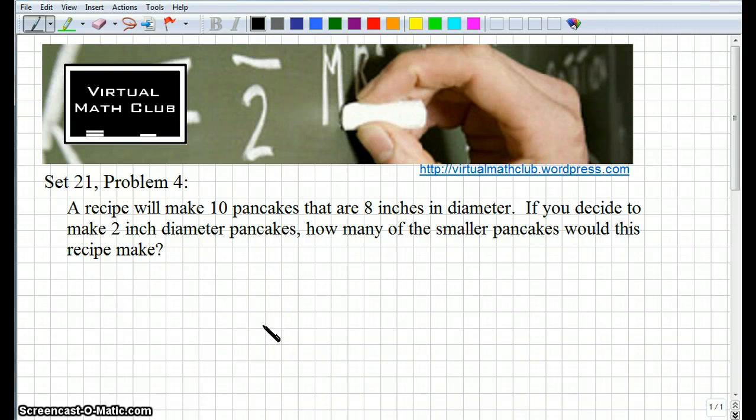Problem number 4, we're making pancakes. We have a recipe that makes 10 pancakes that are 8 inches in diameter. And if you decide to make smaller 2-inch diameter pancakes, question is, how many of those smaller pancakes would it make?